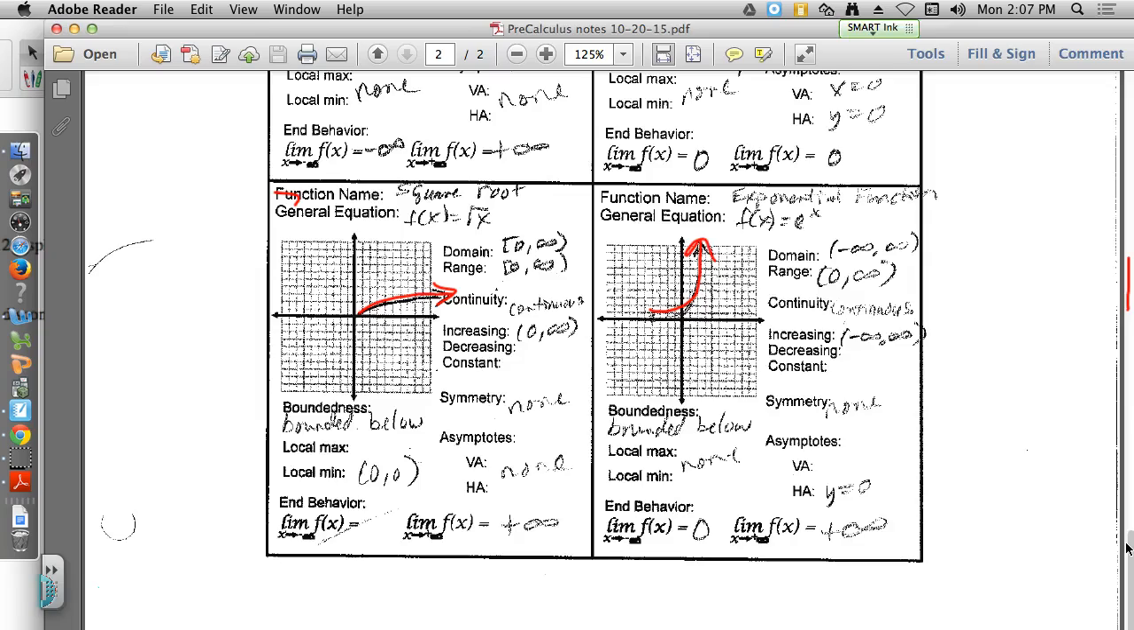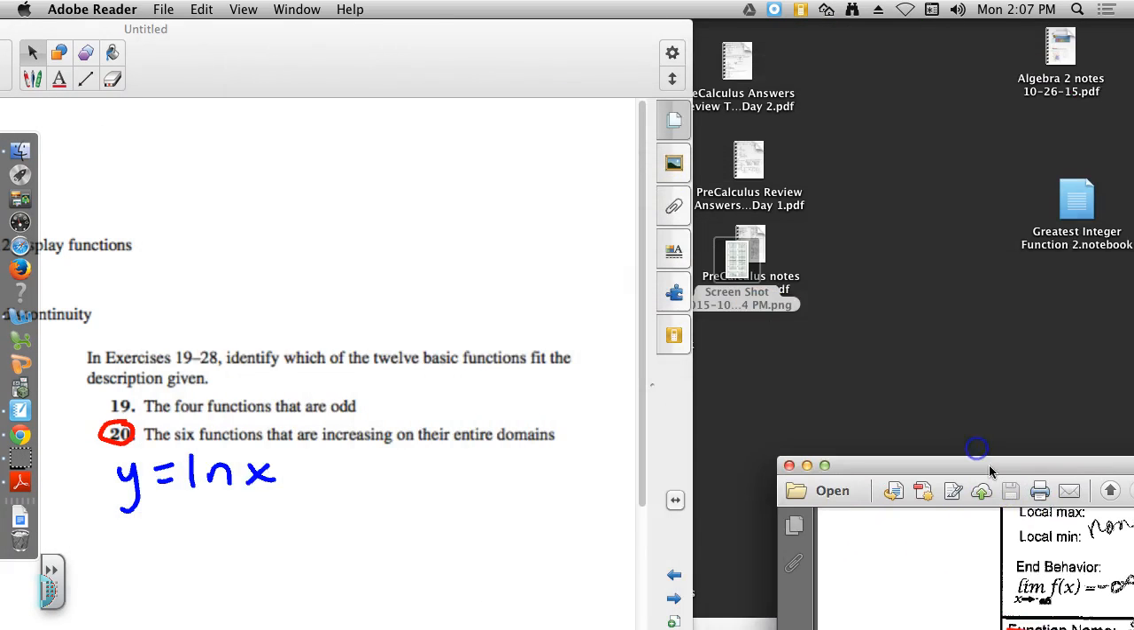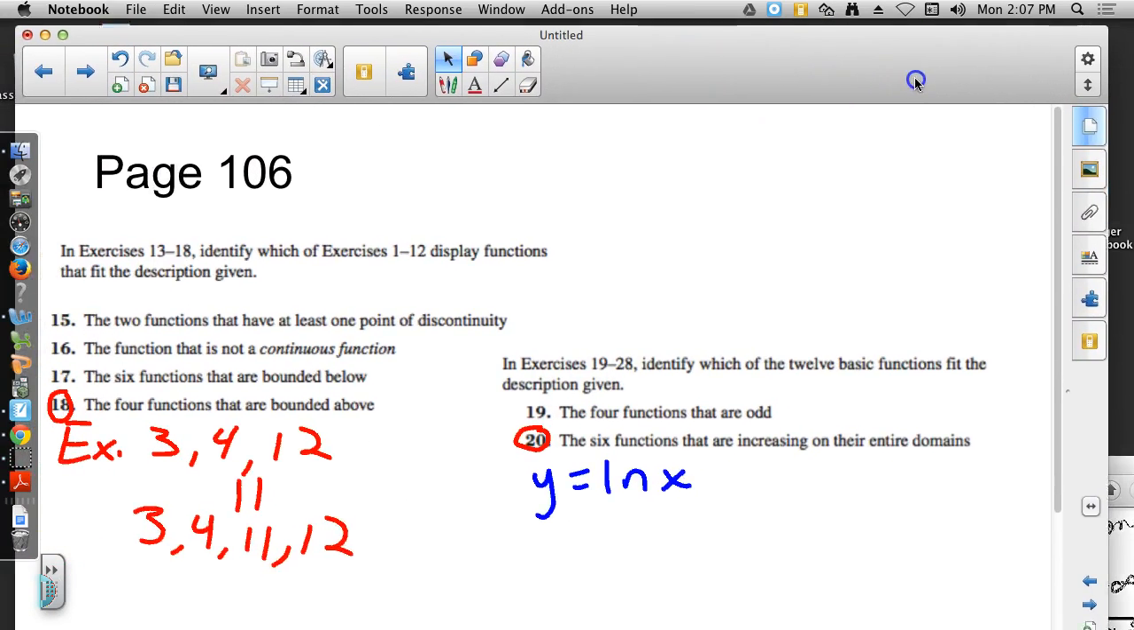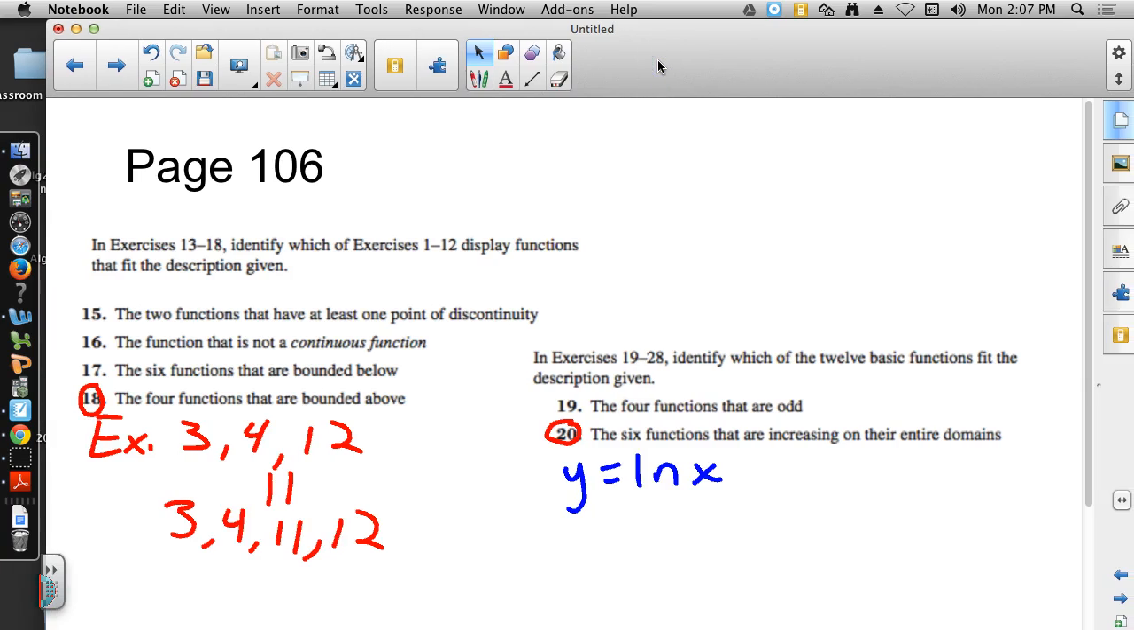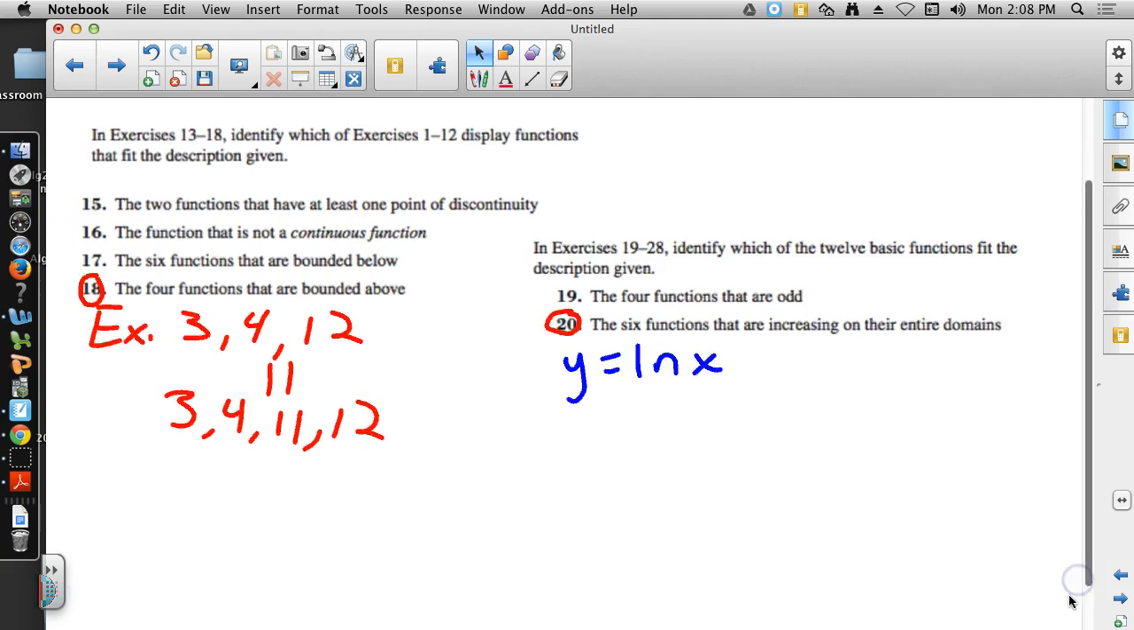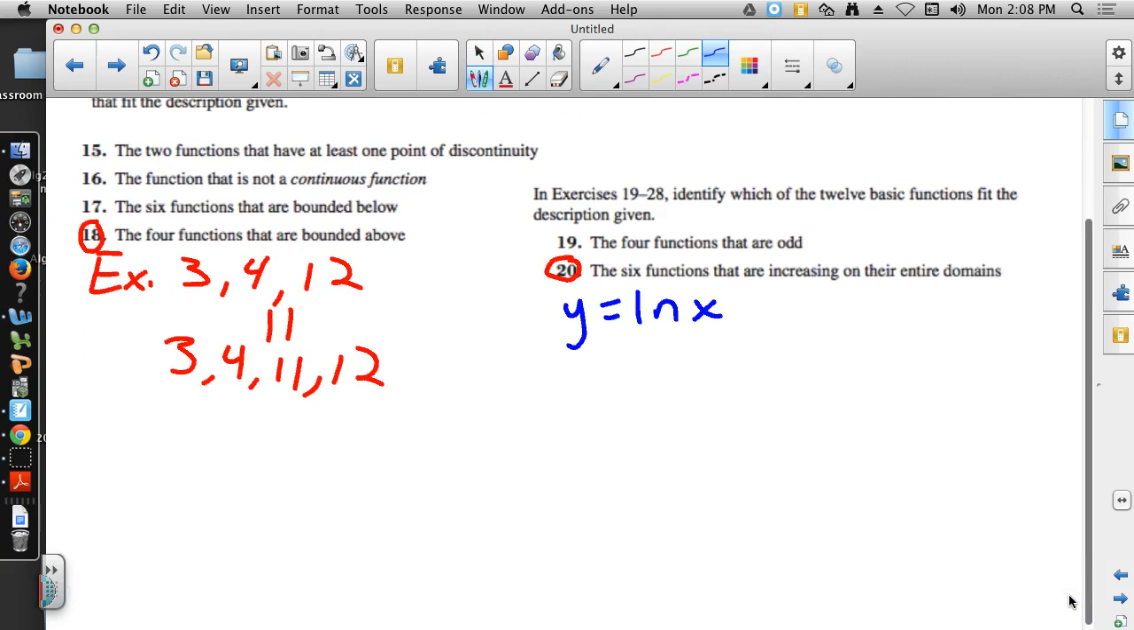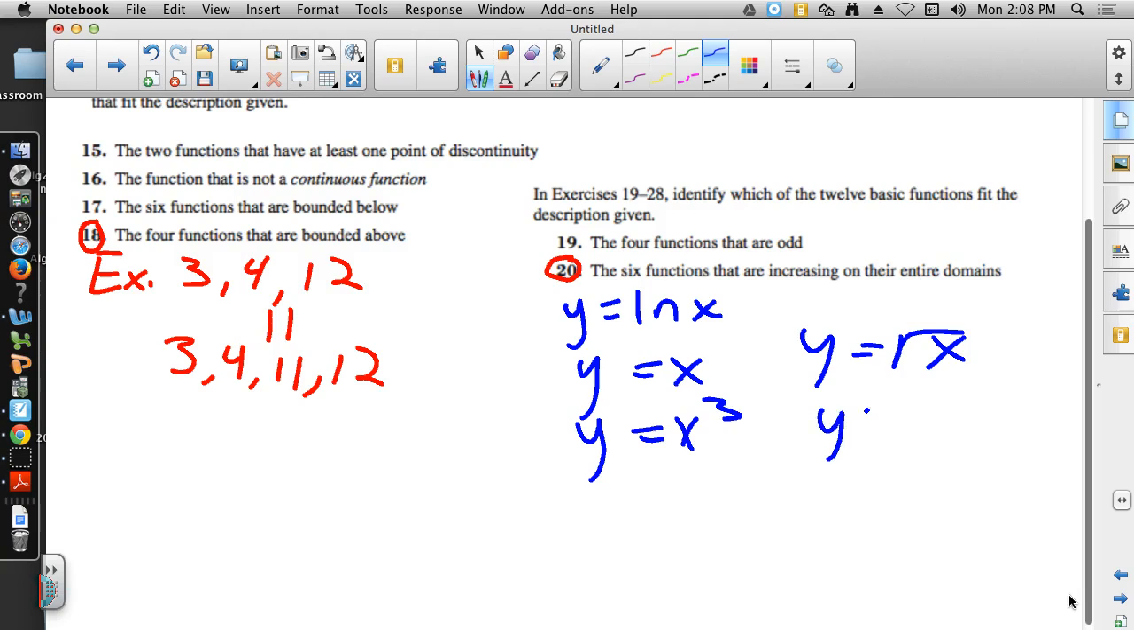So we found them. Now we just need to go back and get them written down. So natural log, y equals x, cubic function, square root function, y equals e to the x, and then the logistic function. y equals 1 over 1.